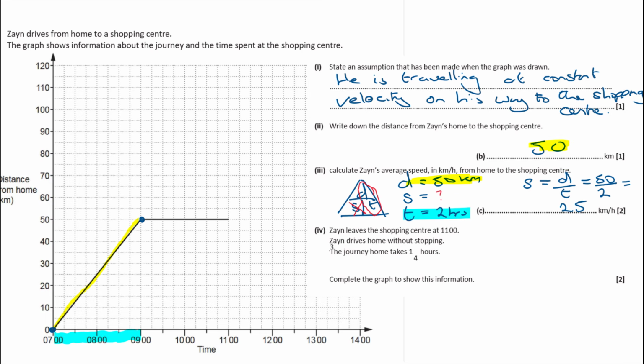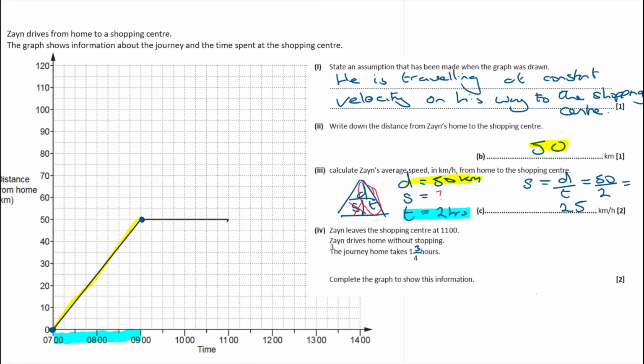Then part 4 says, Zane leaves the shopping centre at 11. Sorry, that's a bit of a printing glitch. It should be 1 3/4 hours there. So the journey home takes 1 3/4 hours. Complete the graph to show the information.